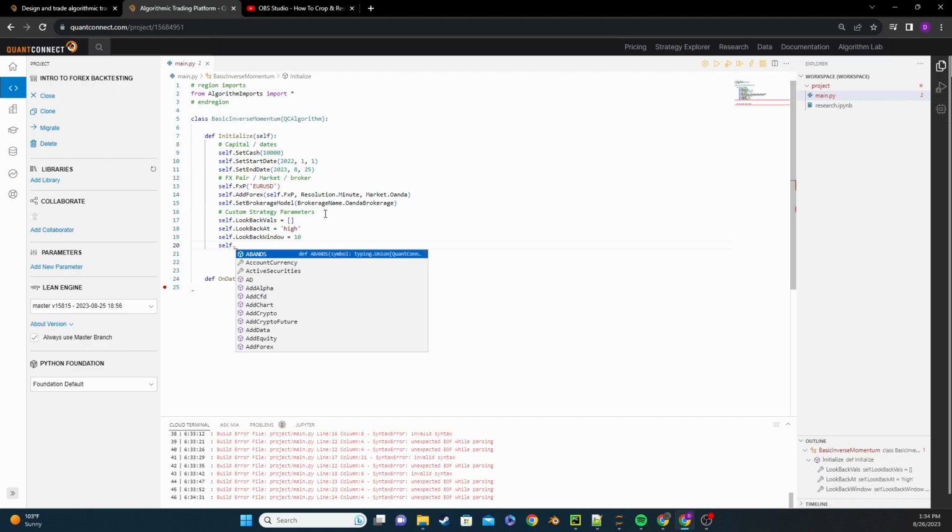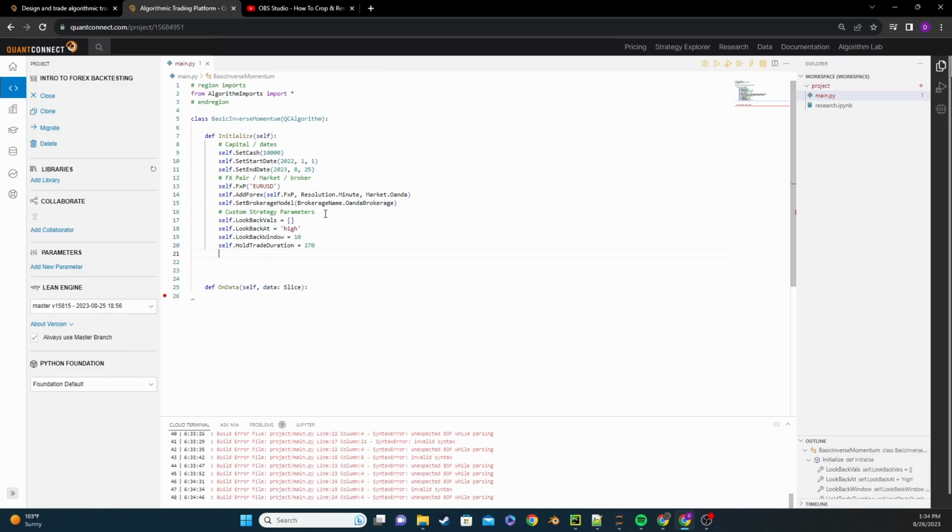So now with this basic strategy, we're going to have a very simple rule, for lack of better words, for why we're closing a trade, and it's basically just a duration. So we're going to set a hold trade duration, and we're going to set that to 270 minutes. And then we're going to have a parameter for waiting, and we're just going to initialize that at self.holdTradeDuration.